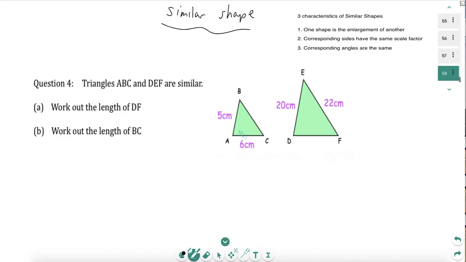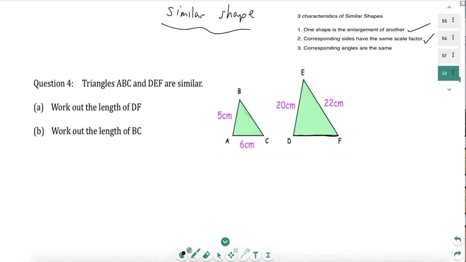Triangles ABC and DEF are similar. First of all, why are they similar? Well, basically, DEF is just an enlarged version of ABC. Work out the length of DF. Now, similar shapes have a really important characteristic: the corresponding sides have the same scale factor. Corresponding means matching. So this side corresponds to this side, this side here corresponds to this side, and this side here corresponds to this side here.